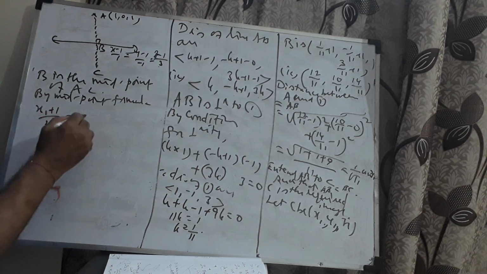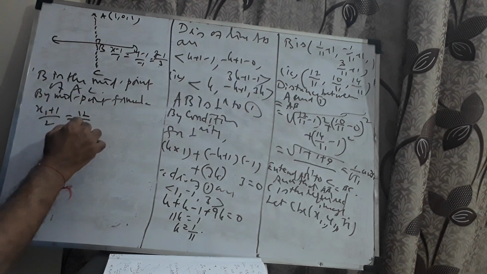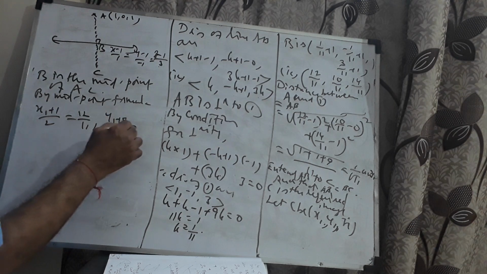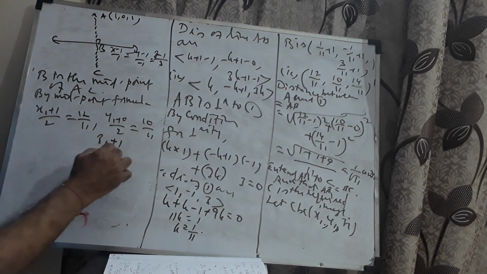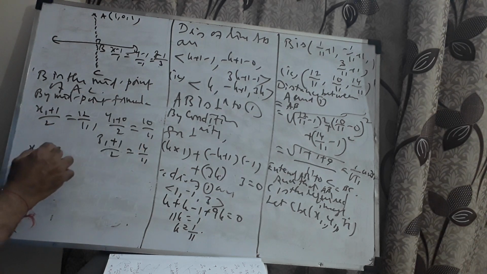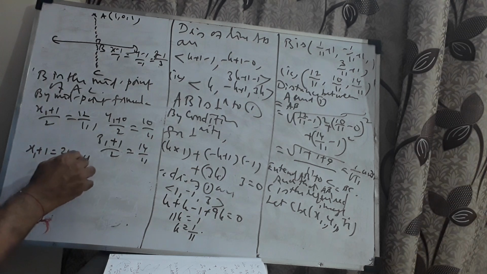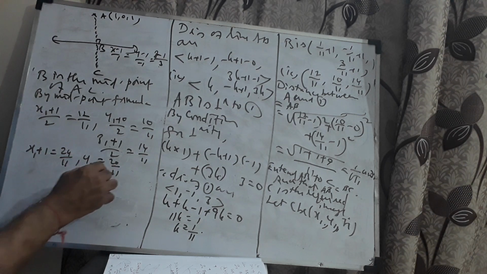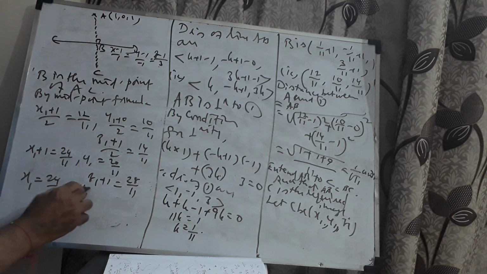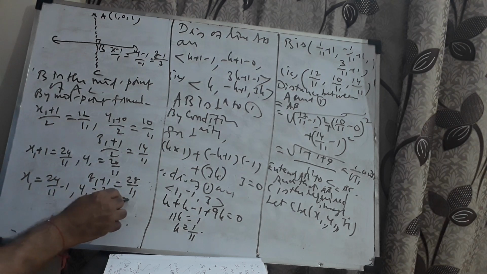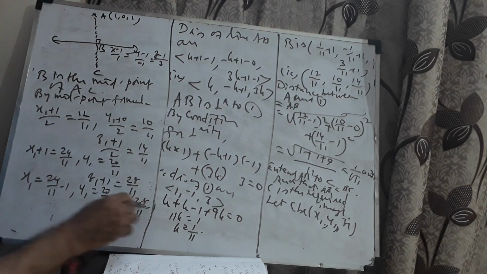x1 plus 1 by 2 becomes 12 by 11. y1 plus 0 by 2 will become 10 by 11. Now z1 plus 1 by 2 will become 14 by 11. Therefore, x1 plus 1 becomes 24 by 11. y1 is equal to 20 by 11. Now z1 plus 1 is equal to 28 by 11. Therefore, x1 becomes 24 by 11 minus 1. y1 becomes 20 by 11. z1 becomes 28 by 11 minus 1.